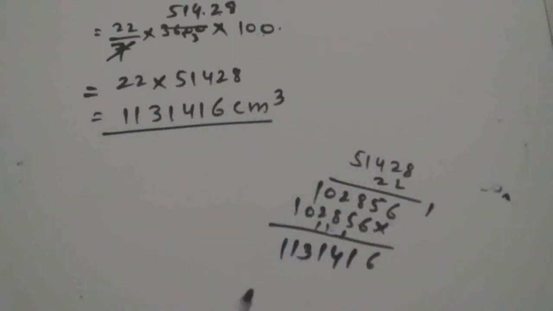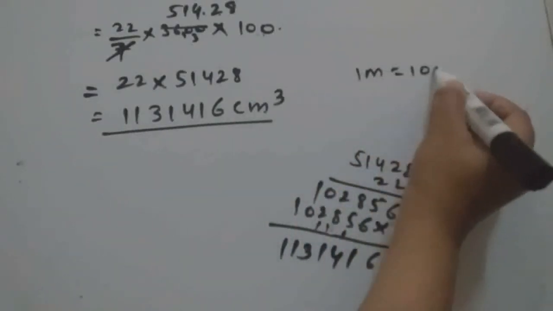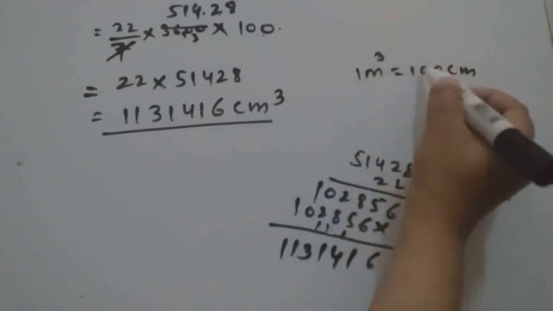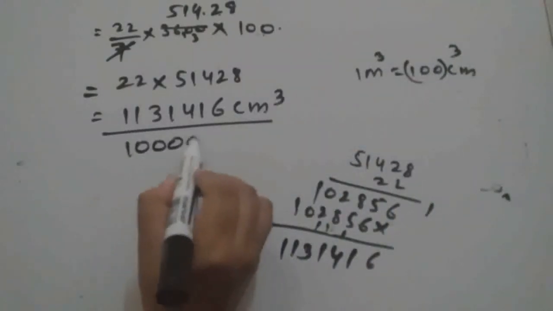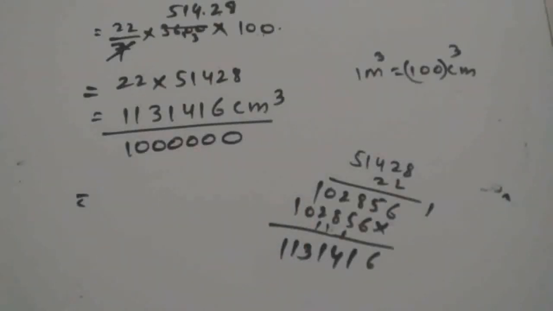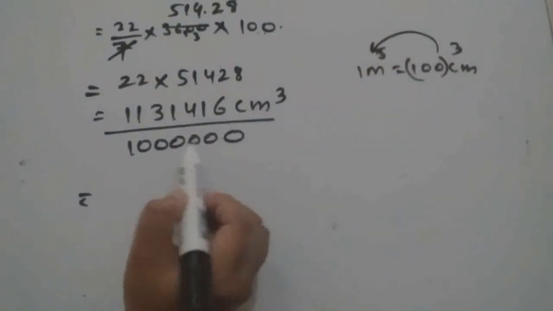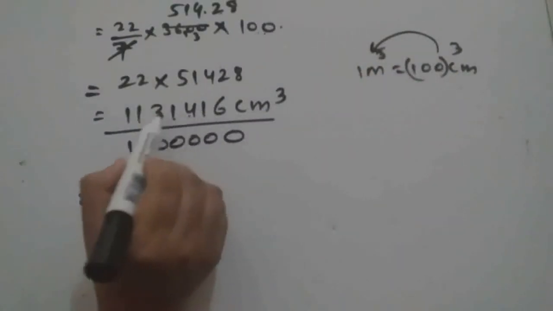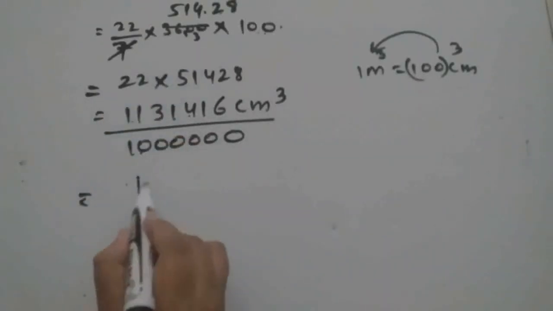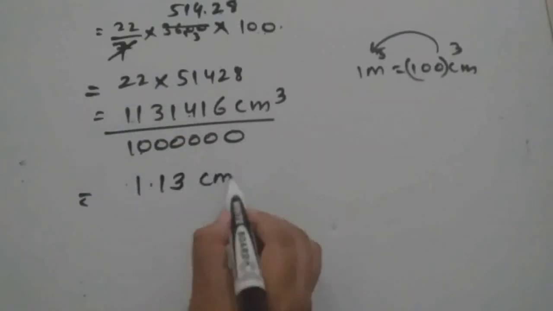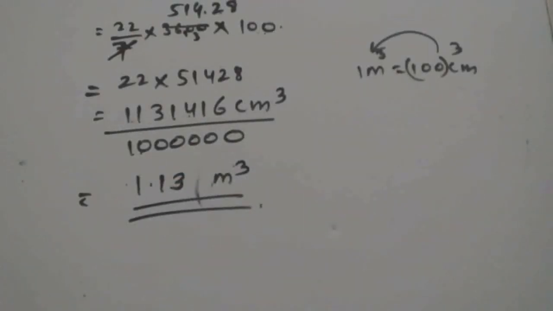If you want to convert it to meter cube, then also you can do. Since we know 1 meter is 100 centimeter. So 1 meter cube means 100 cube, isn't it? So 1, 2, 3, 4, 5, 6. You should divide to convert it into meter cube. So 6 zeros if you want to remove, so after 6 digit decimal you can place here. So 1.13 approximately meter cube volume of remaining water.